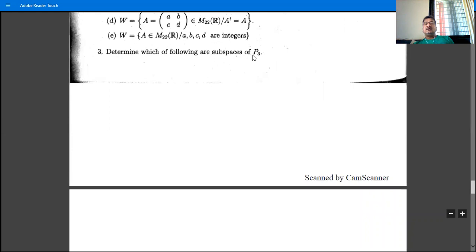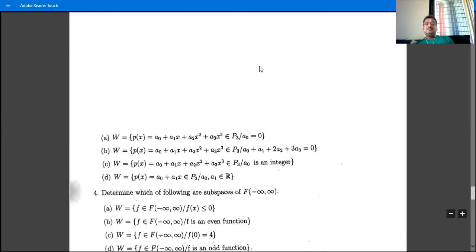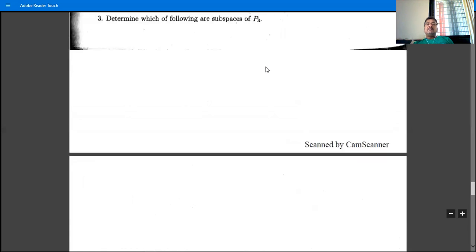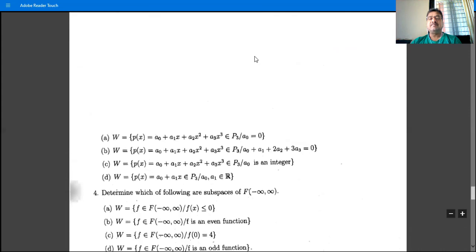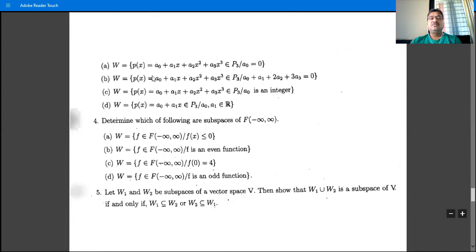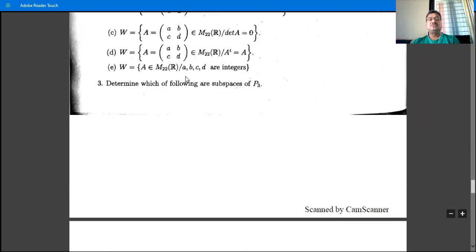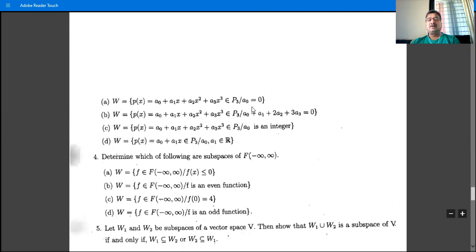Determine which of the following are subspaces of P3. What is P3? P3 is the vector space of all polynomials of degree less than or equal to 3 with real coefficients. So W is the set of p(x) equal to a0 plus a1x plus a2x squared plus a3x cubed belonging to P3 such that a0 is 0. Compulsorily a0 is 0. This is closed for addition and scalar multiplication, so W is a subspace.